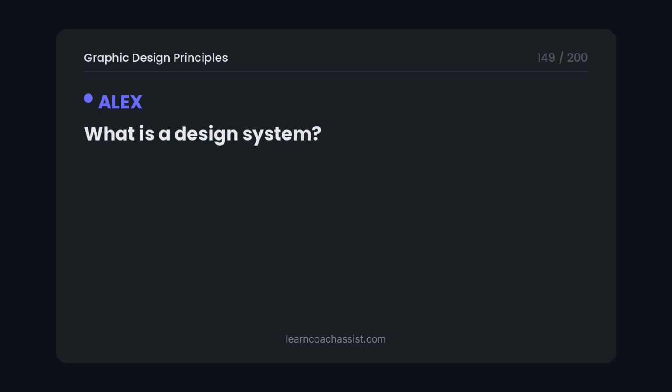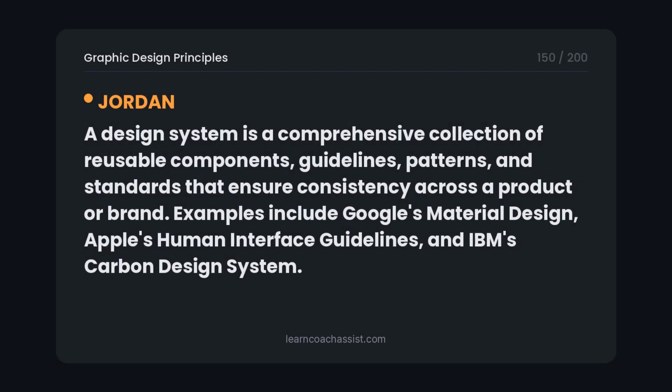What is a design system? A design system is a comprehensive collection of reusable components, guidelines, patterns, and standards that ensure consistency across a product or brand. Examples include Google's Material Design, Apple's Human Interface Guidelines, and IBM's Carbon Design System.